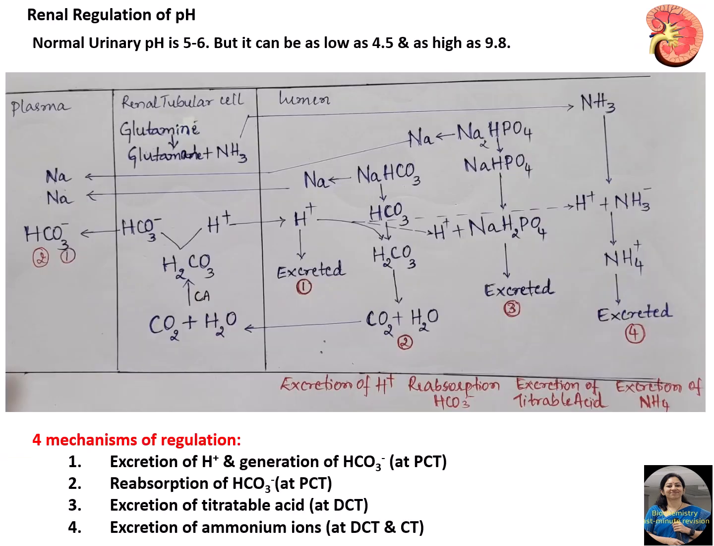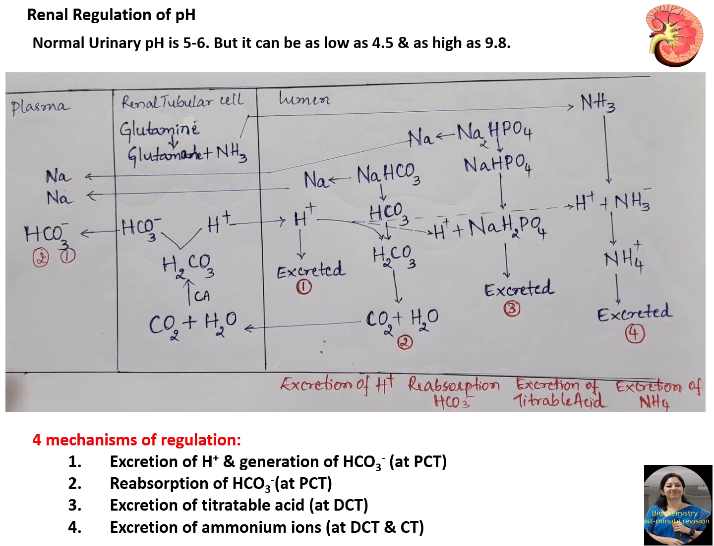Now this is taken over by the kidneys, and they bring about the renal regulation of pH. Normal urine pH is 5 to 6. Now the urine pH can go as low as 4.5 and as high as 9.8 in order to regulate our blood pH. There are 4 different mechanisms by which our renal system regulates the pH. Let us try to understand each one of these in detail.